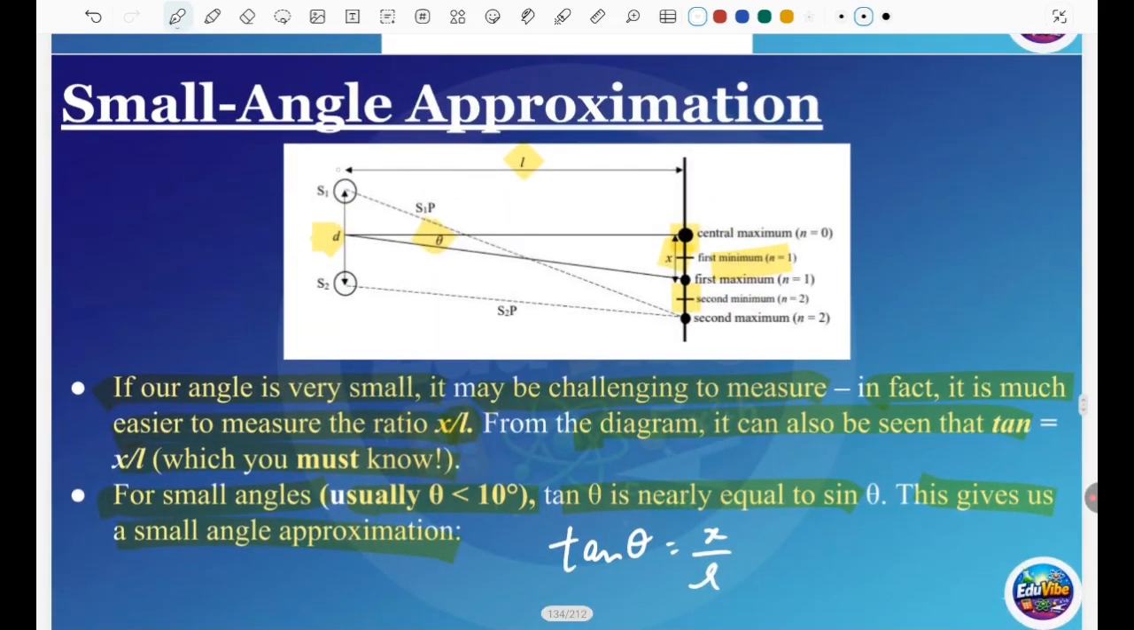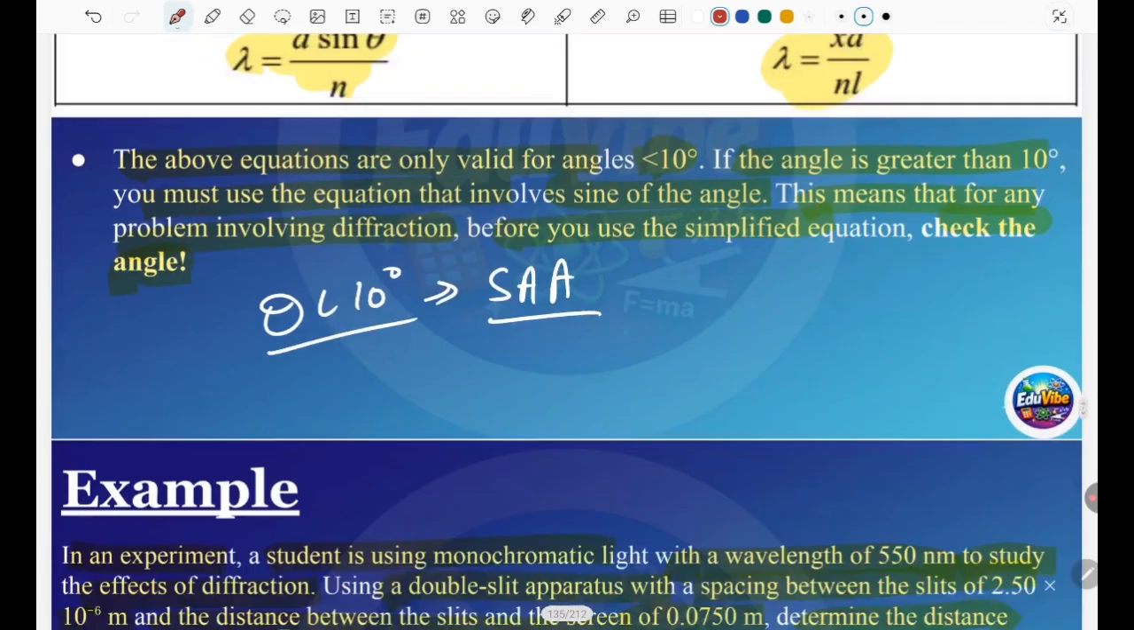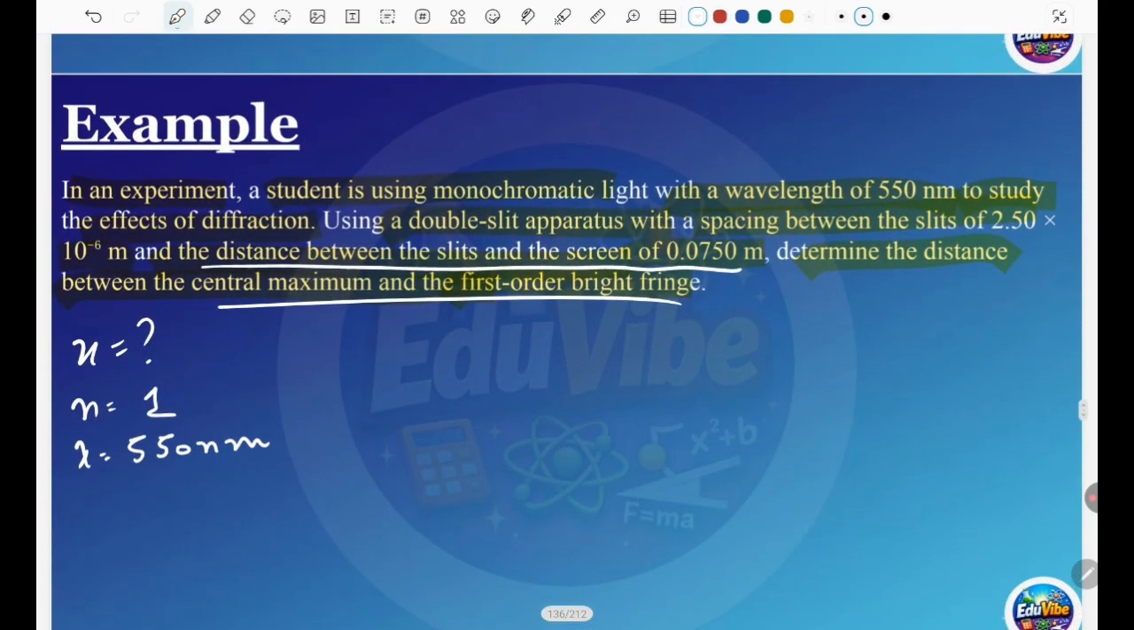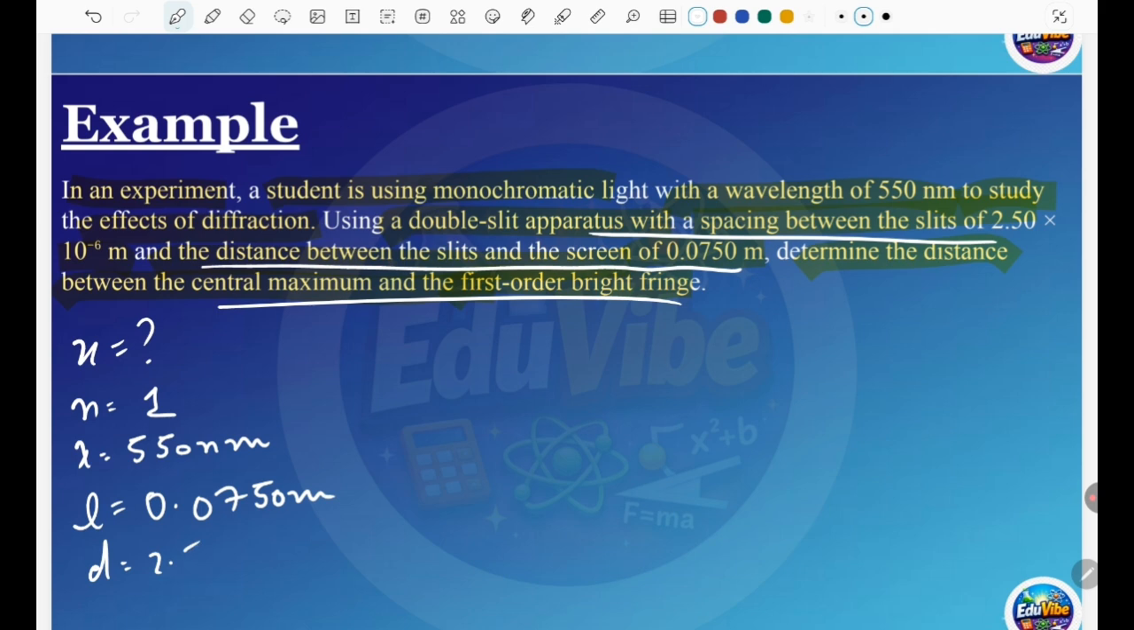You can see these are the slits, and this is your screen. So basically L is given to you. L is 0.0750 meters. And the other thing, which is the spacing between the slits, is your d, 2.50 × 10^-6 meters.